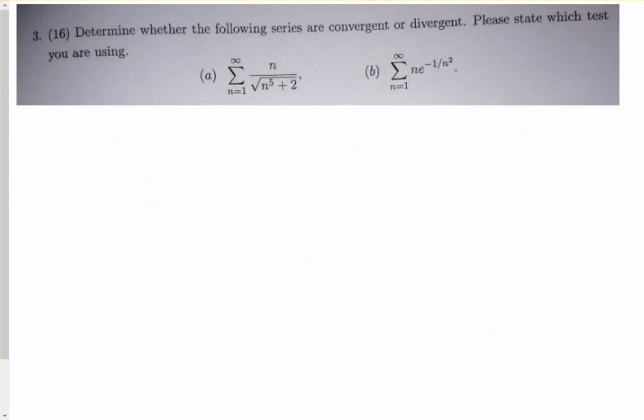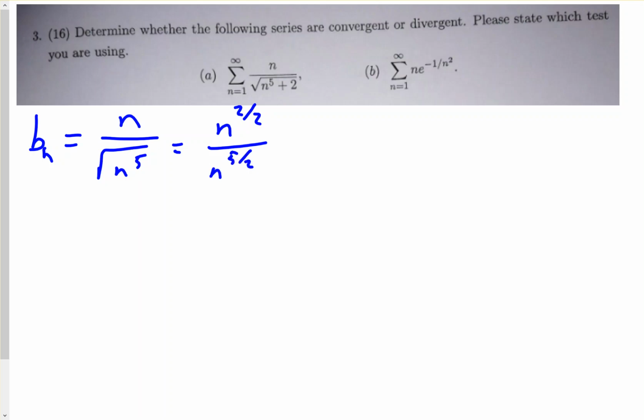For number 3a, we're going to be using the limit comparison test. We're going to be saying that our bn is going to equal, well, I could have n over the square root of n to the 5th, which, if I were to simplify this, would be n to the 2 over 2 over n to the 5 over 2. And this will simplify to 1 over n to the 3 over 2.